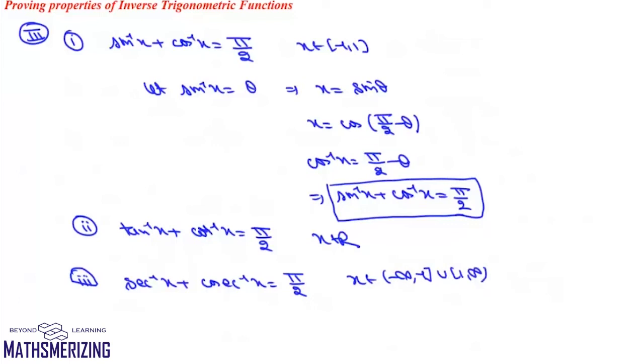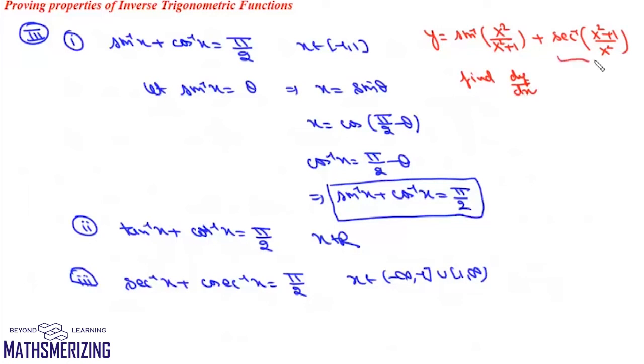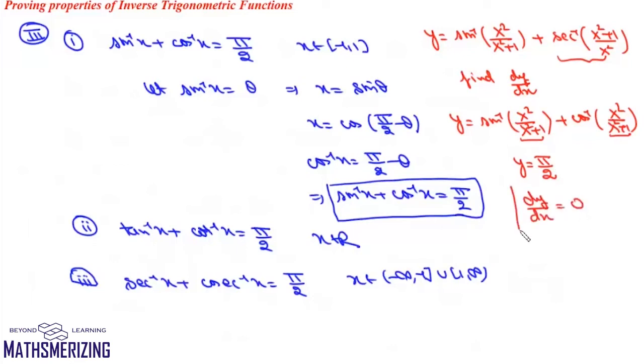Now you'll get some simple questions such as y equals sine inverse x square upon x square plus 1 plus secant inverse x square plus 1 upon x square, find dy by dx. Now what we know is secant inverse of x is cos inverse 1 by x. So we can write this as y equals sine inverse x square upon x square plus 1 plus cos inverse x square upon x square plus 1. Now here this value is same, so it is sine inverse x plus cos inverse x, which is nothing but pi by 2. So this function is actually a constant function, so dy by dx in this case is nothing but 0. So the derivative of this function is 0.